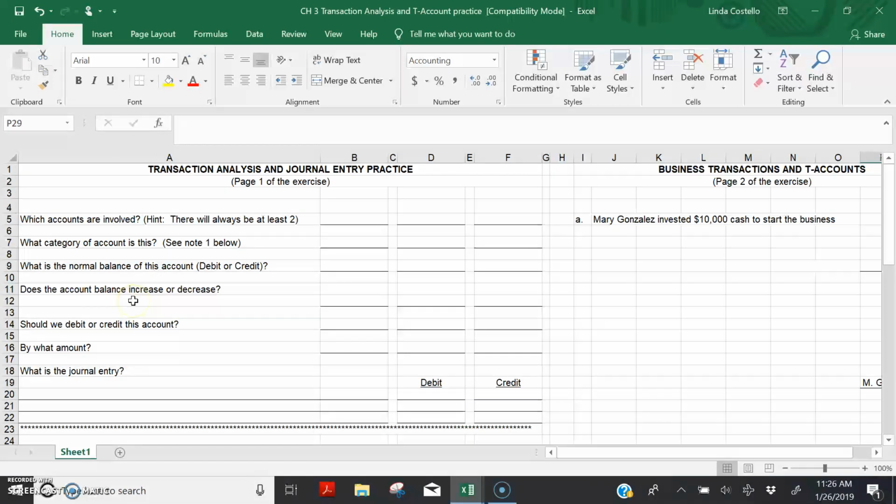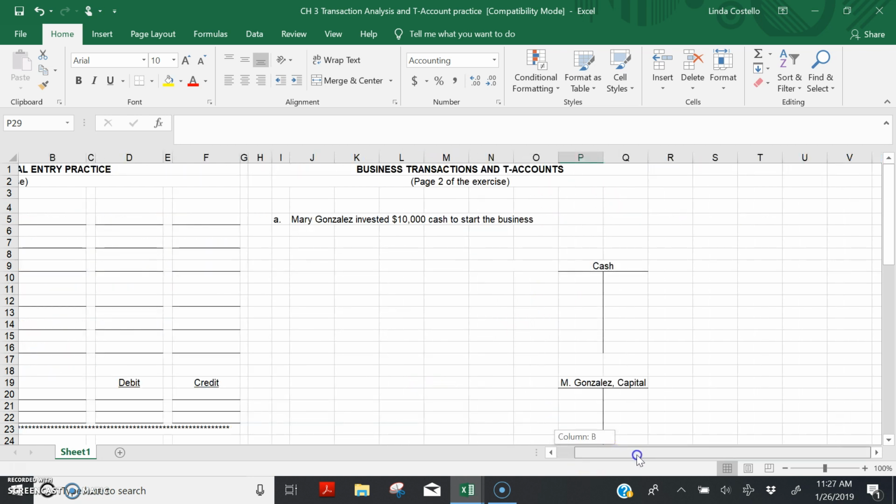Then we need to decide whether the account balance will increase or decrease as a result of this business transaction. Once we know what the normal balance of the account is and whether the balance should be increased or decreased, we can apply the rule that like signs add and opposite signs subtract to make a decision of whether to debit or credit the account to accomplish the goal of increasing or decreasing the account balance. And finally, we need to enter the dollar amount of the transaction. Practice.